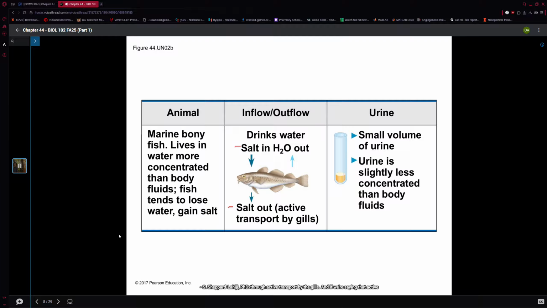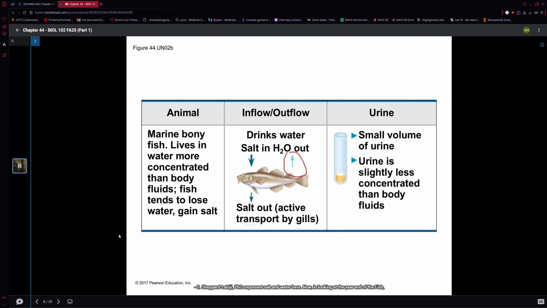And if we're saying that active transport needs to be utilized, we're saying that the solute concentration is going to be lower within the fish and higher in the surrounding environment, because we're going against the concentration gradient when we utilize active transport. And there will be some water that goes out. It looks to me like they're still using the same colors to represent salt and water here.